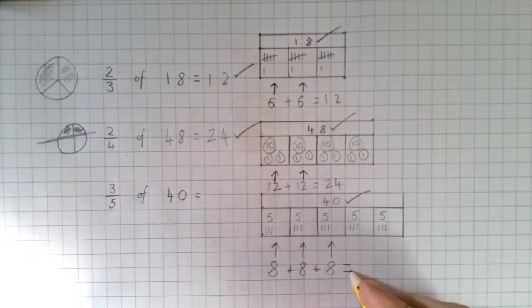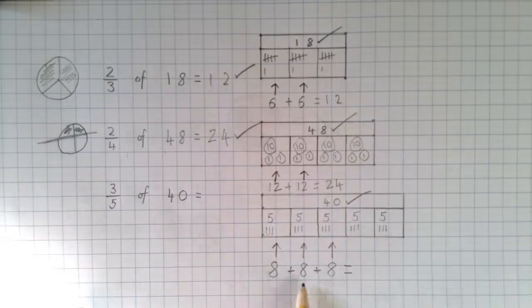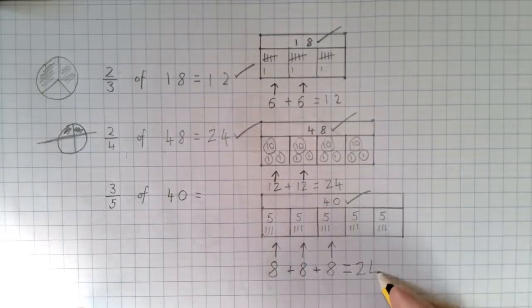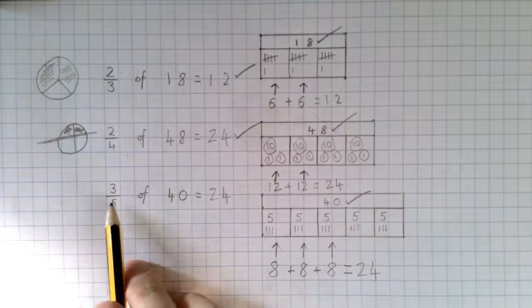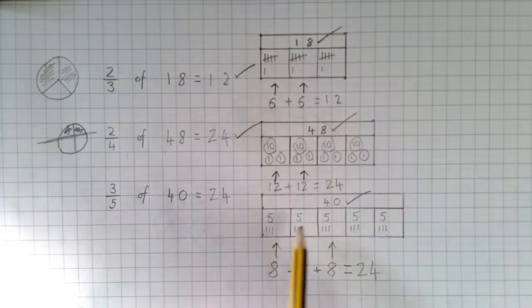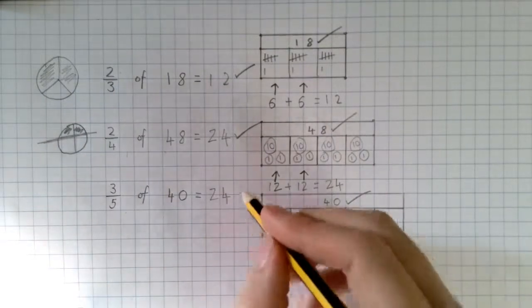And then I'm going to add them together again. 8, 16, 24. So then I've checked my own working out. And of course, that's 3/5. I could add another 8 and another 8 to check that I'm right. But because we did that first counting, I'm quite certain.